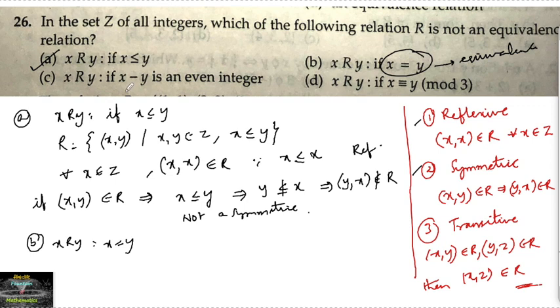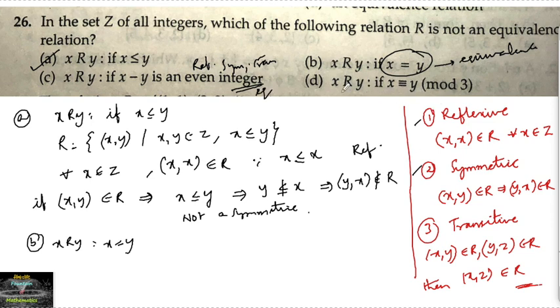And let us check the third option. x minus y is an even integer. For every integer, x minus x is 0. 0 is an even integer, so it is reflexive. If x minus y is an even integer, then y minus x is also an even integer, so this is symmetric. And if x minus y is an even integer and y minus z is an even integer, then automatically x minus z is also an even integer. So this is reflexive, symmetric, and transitive. So it is also an equivalence.